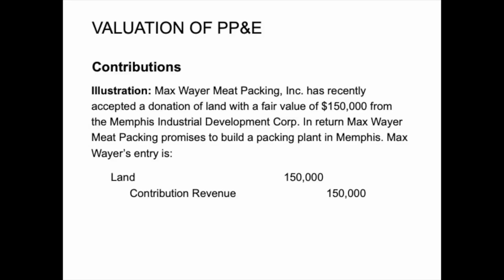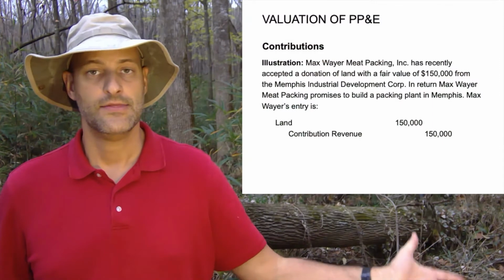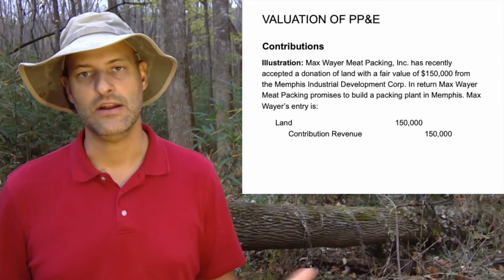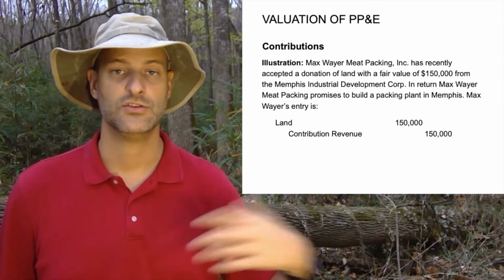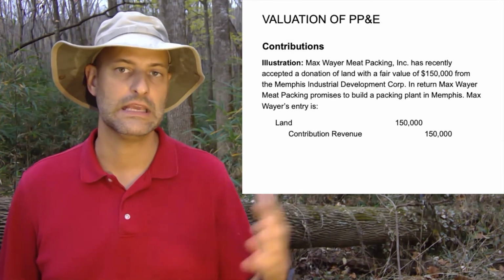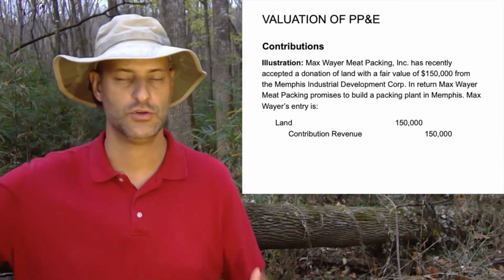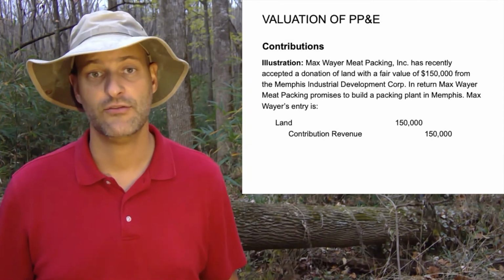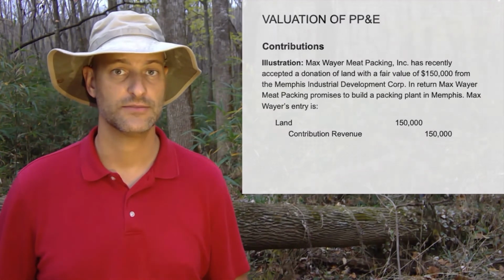So Max Wire Meatpacking has recently accepted a donation of land with a fair value of $150,000 from the Memphis Industrial Development Corporation. In return, Max Wire Meatpacking promises to build a packing plant in Memphis. So they received this. Now, what do they do with it? So they get this land that came in for $150,000 because that is the value of the land. So now they have this on their books, and they get to recognize revenue, which is contribution revenue. They were given this land in this case with the goal of doing something with it. So they're recognizing that as actually revenue. That's contribution revenue to the company of $150,000.